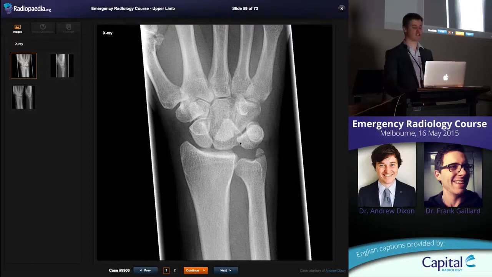So if you get a triangular shape to the lunate on an AP projection of the wrist, that's a sign that you're going to be dealing with a dislocation, okay? It could be a lunate dislocation, could be a perilunate dislocation.